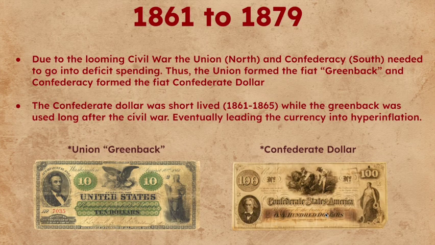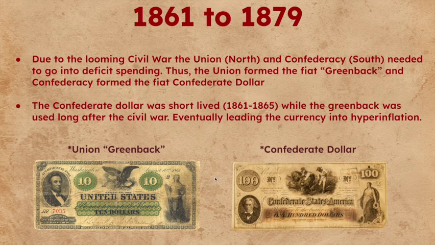All right, and so let's jump forward here. So we all kind of know what happened in the 1860s. So there was the Civil War. And so the Union created their own currency called the greenback, and the Confederacy created their own currency called the Confederate dollar. And to fund the war on both sides, they each needed to go into extreme deficit spending. And this is why we hopped off of the gold exchange standard and went on to a temporary fiat standard for both the Union and the Confederacy.